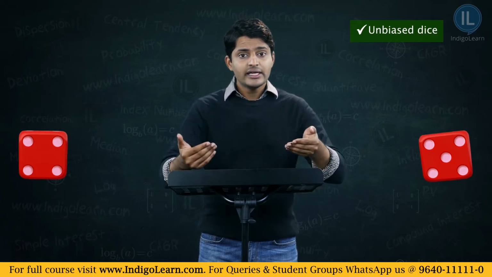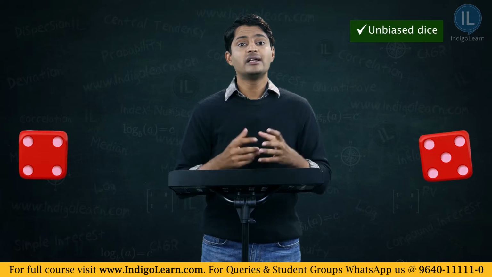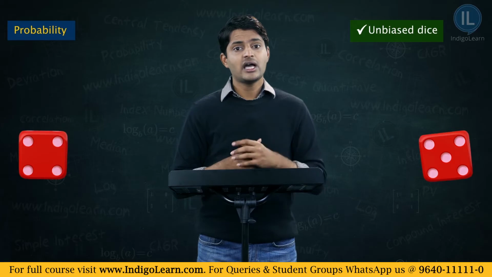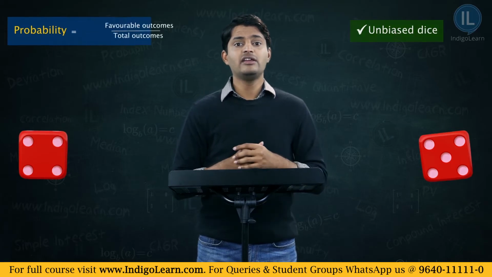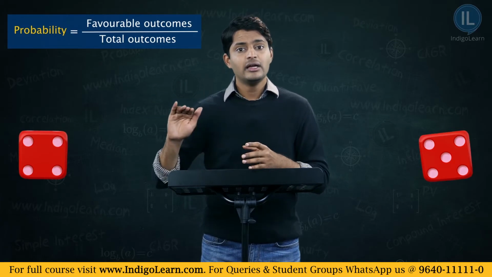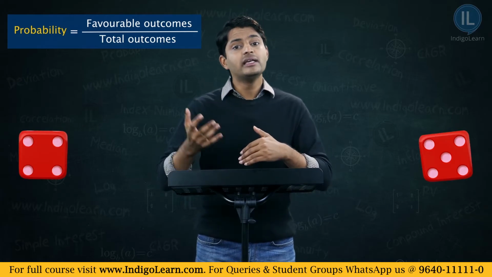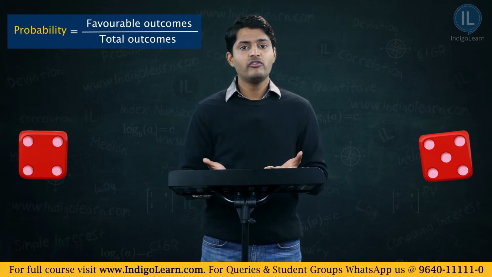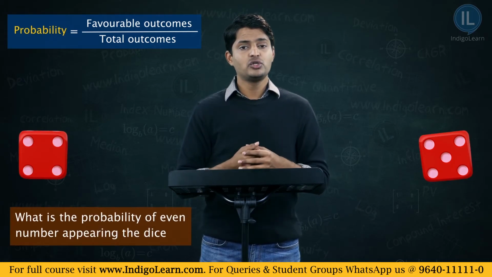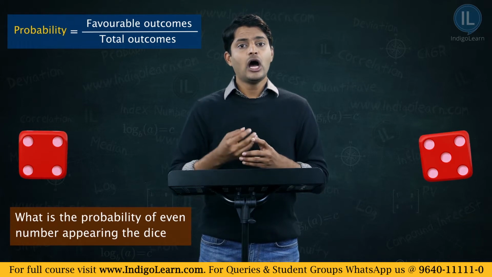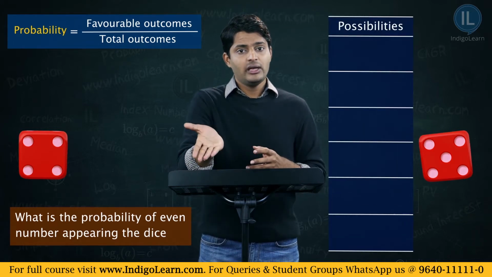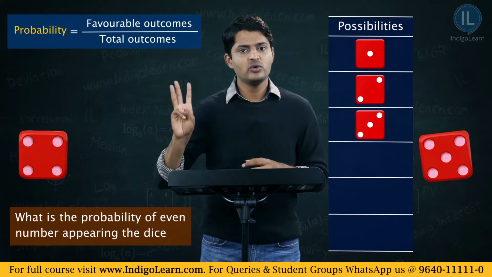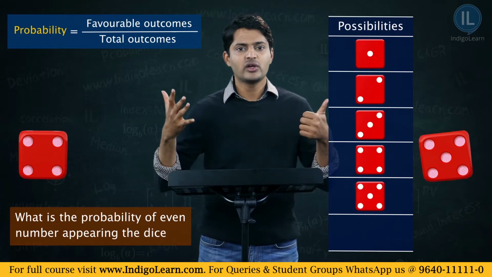Before we actually get into that, we should understand the definition of probability. Probability is nothing but the chance that you get events in your favor in the numerator, divided by the total possibilities in the denominator. So, if I ask you what is the probability of it being an even number, first you ask yourself how many outcomes are possible when I roll a die. You can get 1, 2, 3, 4, 5, and also 6.